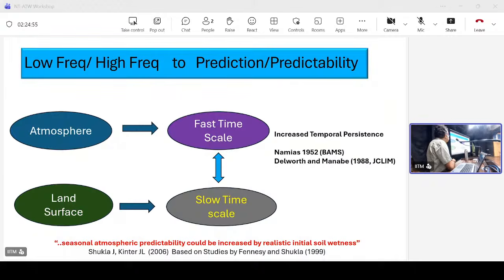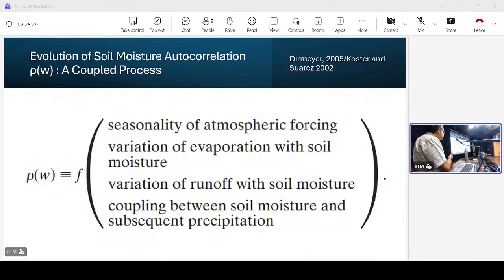So the increased temporal persistence of the fast time scale can be increased by realistic initial soil wetness. This chapter by Shukla concluded this for seasonal predictability: if we get the slow time scale better, then the fast time scale would be much more controlled by it, and then we can get better predictability.